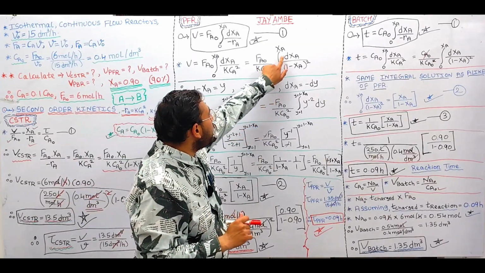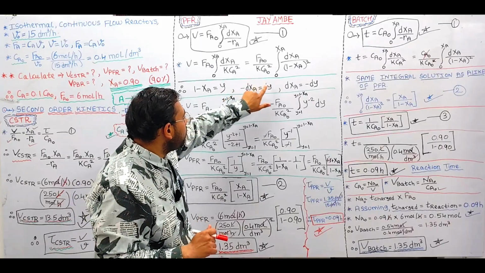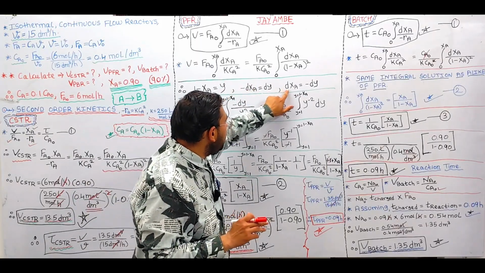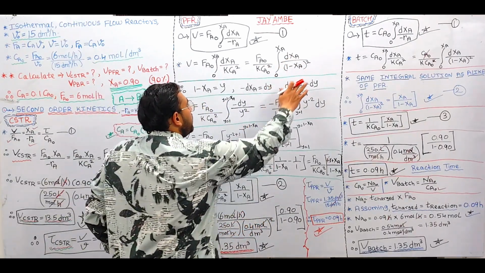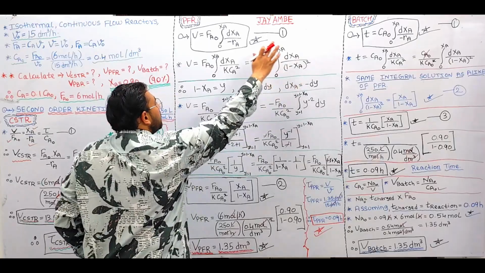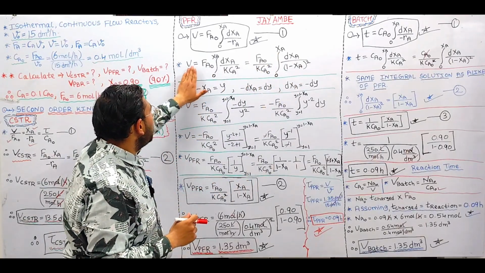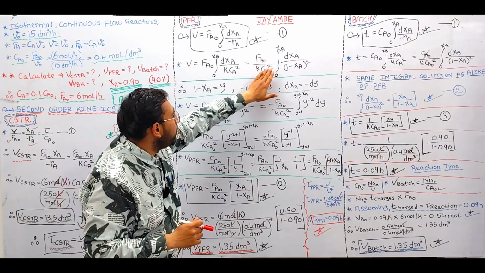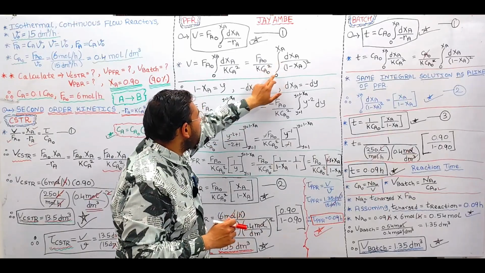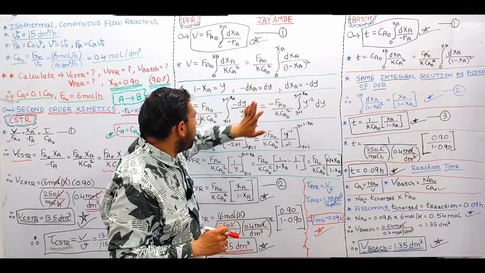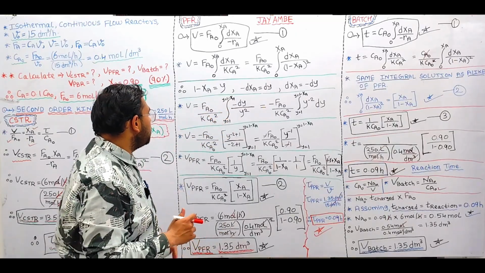Now in the numerator we have dxa, so we require dxa. We transfer this negative sign to the right hand side, so we get dxa is equal to minus dy. I hope up to here you have understood. Now we are solving this integral form, so please understand carefully. V is equal to Fa naught divided by K CA naught square, which will remain as it is, integration of 0 to xa, that is, integration from the lower limits to the upper limits.